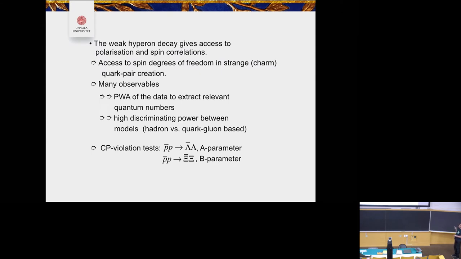So to summarize that part, weak hyperon decay gives access to polarization and spin correlations. So you have access to spin degrees of freedom in strange and charm quark pair productions. And you have many observables, so you will be able to do partial wave analysis of the data, which should provide high discrimination power also for models. And you can do CP violation tests.